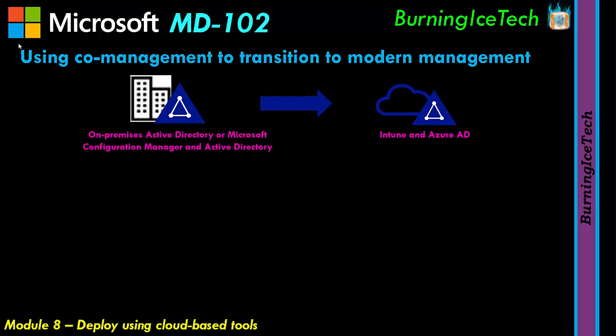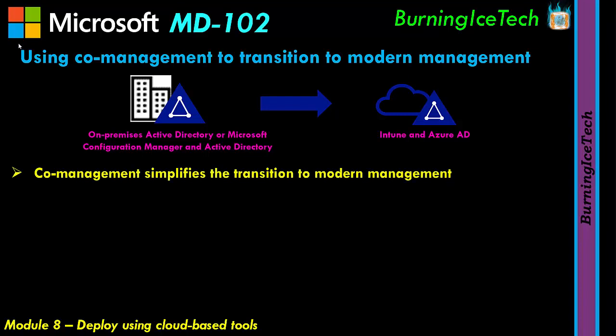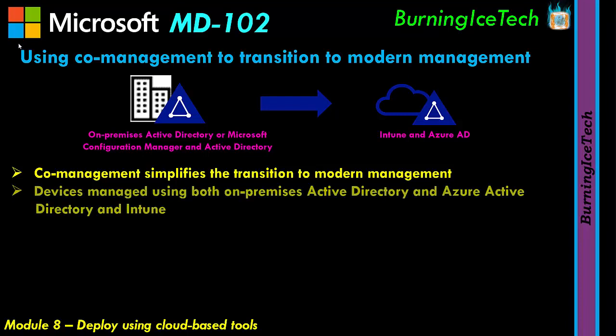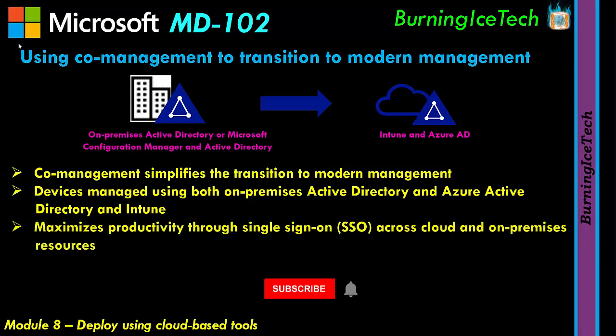Alright, so regarding co-management, it simplifies the transition to modern management because it's going to be a heck of a lot easier. Devices managed using both the on-premises Active Directory, that's the old school one, and Azure Active Directory and Intune maximizes productivity through single sign-on, SSO for short, across cloud and on-premises resources. So if you don't remember what single sign-on is, that is basically when a user goes to a platform, they sign in, and if they go to another platform which requires the same credentials, it's not going to ask them again to sign in, which saves you time on productivity.